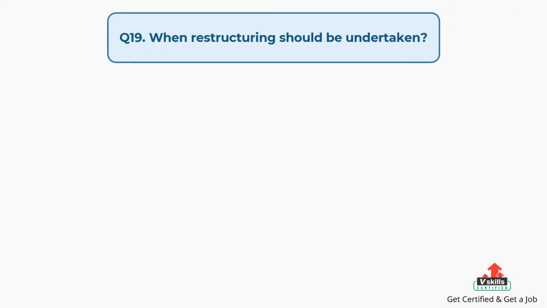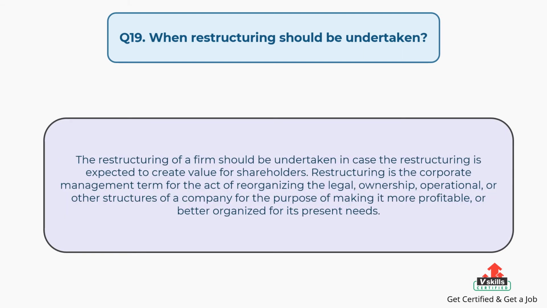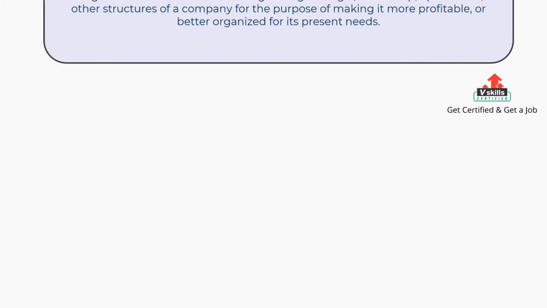Question number 19. When should restructuring be undertaken? The answer is, the restructuring of a firm should be undertaken in case the restructuring is expected to create value for shareholders. Restructuring is the corporate management term for the act of reorganizing the legal, ownership, operational, or other structures of a company for the purpose of making it more profitable, or better organized for its present needs.